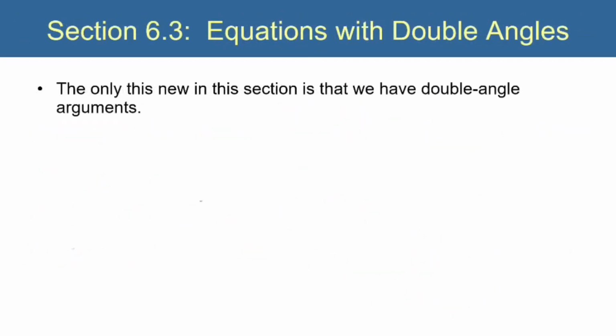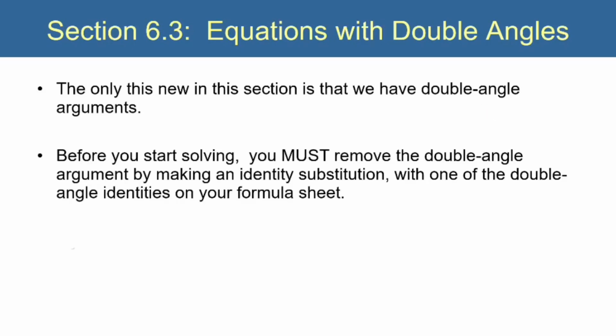Now we've reached section 6.3, and the only thing new here is that we're going to have double angle arguments. And we can't solve with those double angles in place. So before we start solving, we must remove the double angle argument by making an identity substitution, just like we did in the last couple of examples, only now we will be using the double angle identities that you have on your formula sheet, the ones we talked about in section 5.5.